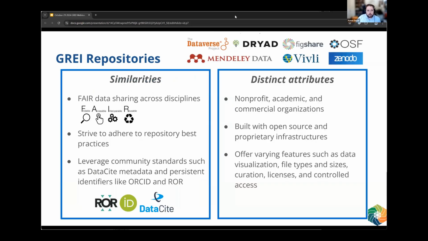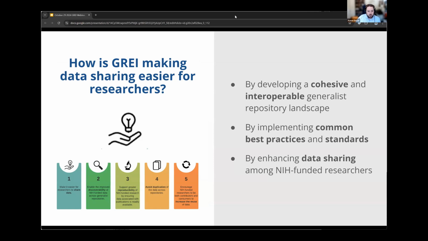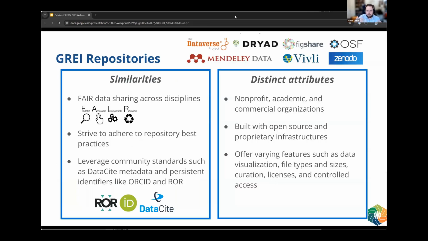What this means is that when it comes to GREI repositories, there's going to be a lot of similarities. We all agree to meet FAIR data sharing access across disciplines. For those unfamiliar with the acronym, FAIR stands for findable, accessible, interoperable, and reusable. We want to all adhere to some specific best practices.